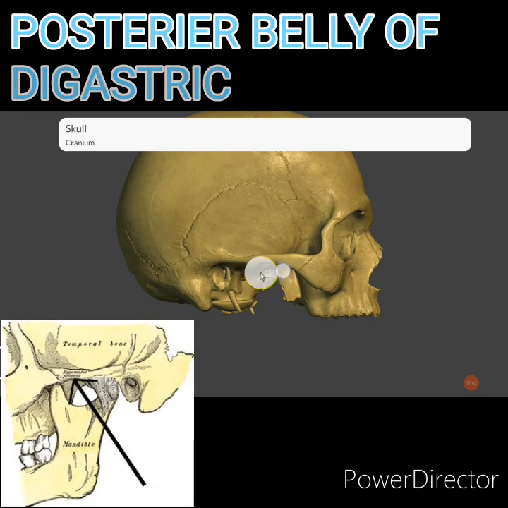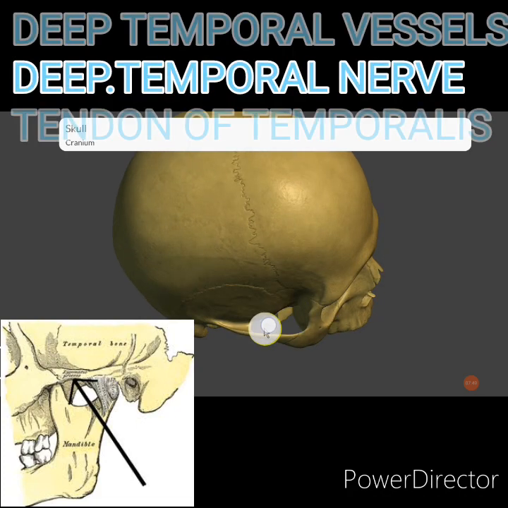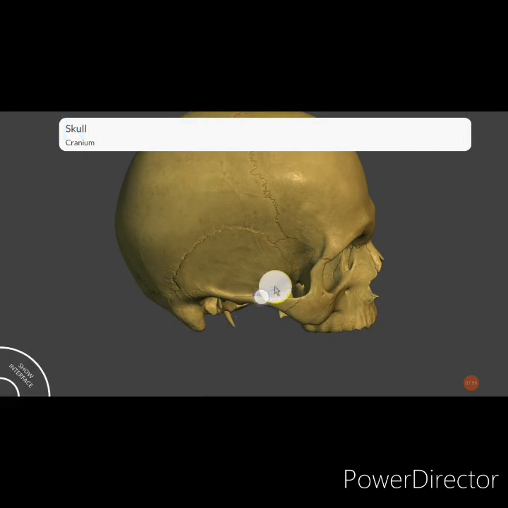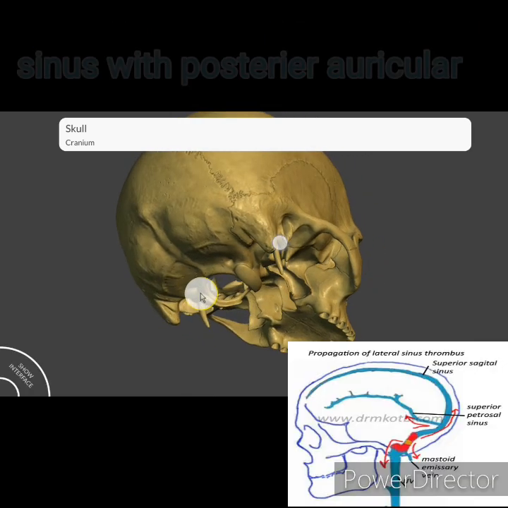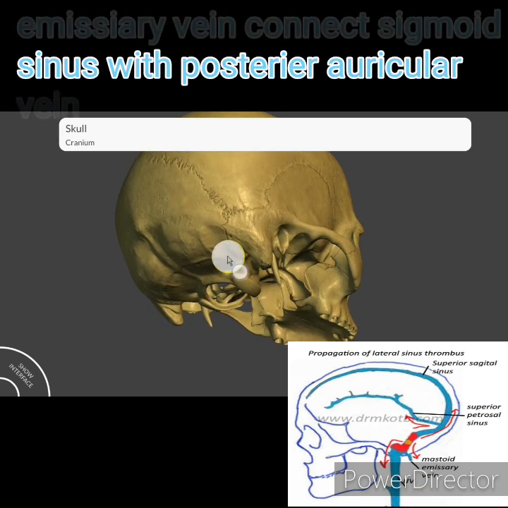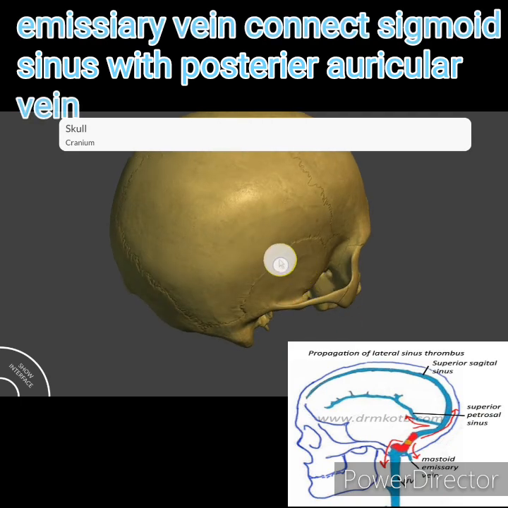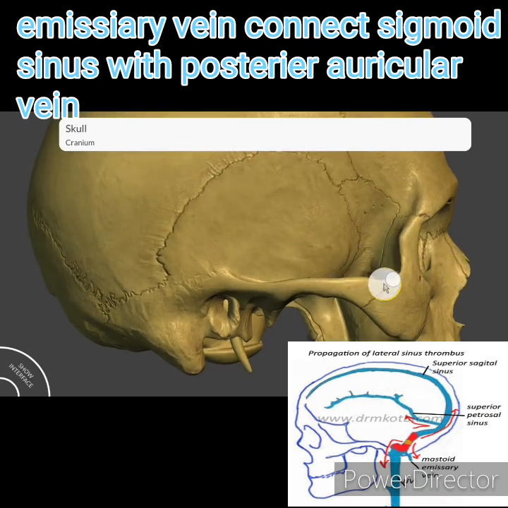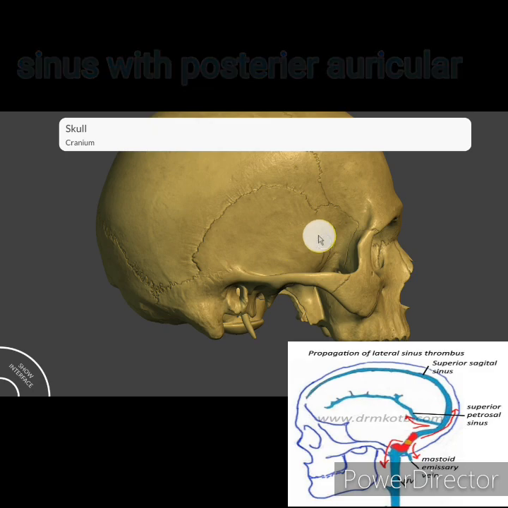The gap between zygomatic arch and side of skull transmits the tendon of temporalis, deep temporal vessels, and deep temporal nerve. Auricular branch of vagus nerve passes from tympanomastoid fissure. From mastoid foramen, an emissary vein connects sigmoid sinus with posterior auricular vein. Zygomaticotemporal foramen transmits the nerve of the same name and a minute artery with the same name, that is zygomaticotemporal nerve and vessel.